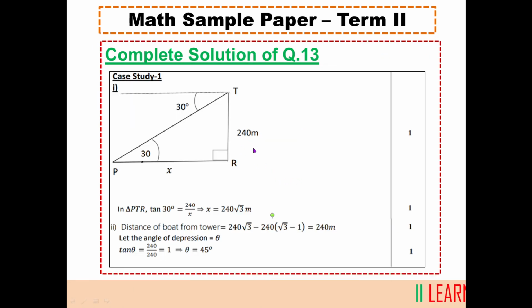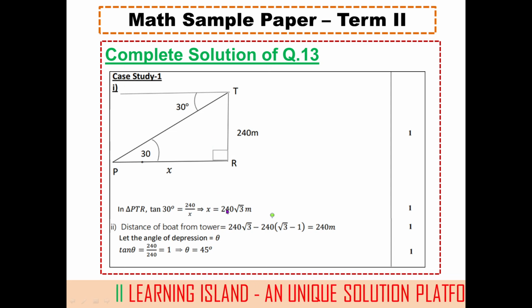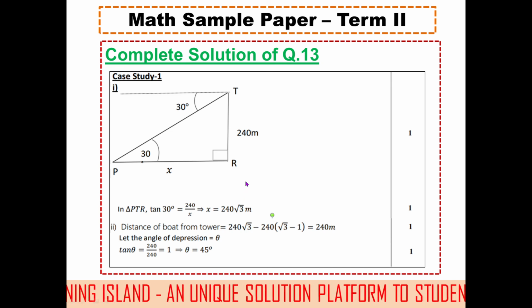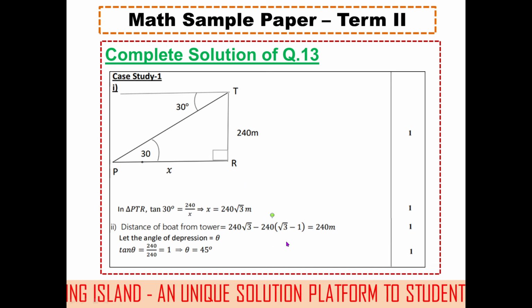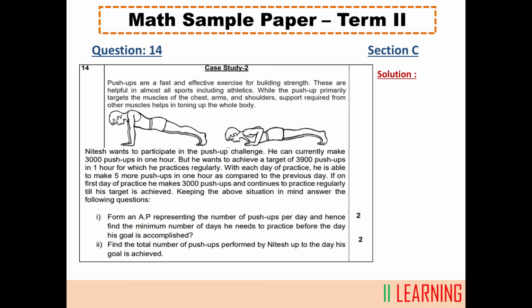Yes, this is case 1. In the first part the distance is coming 240 root 3, which I have shown you, and in the second part the angle is coming 45 degree. Hope this is clear to you, so go to the next question.